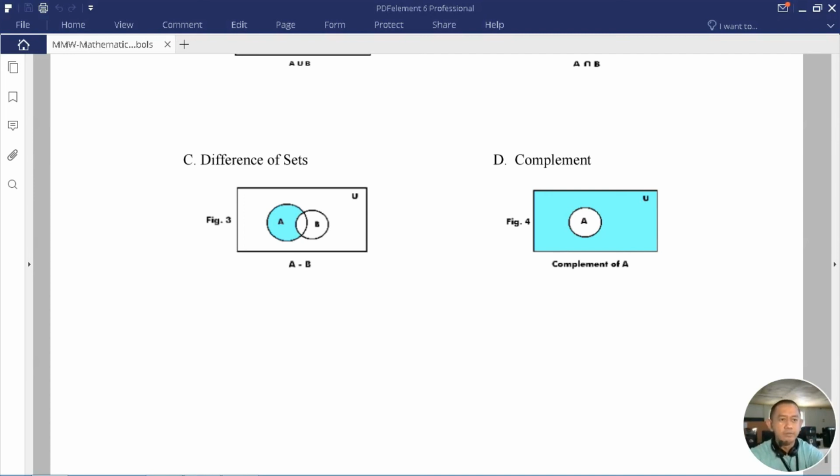Wait a moment. We'll put that one up. So, activity 6 and activity 7. The deadline for that is this month. Oh, that's activity 6 pala.